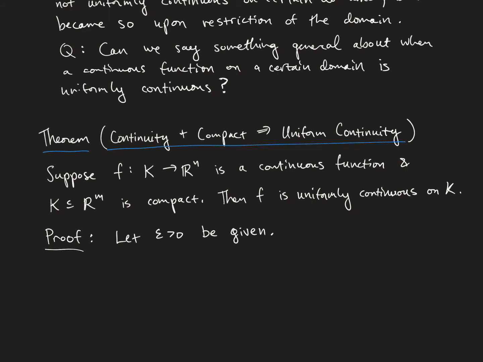And what do we have here? So all we have is continuity and compactness. So we have an epsilon greater than 0 given, and okay, so we have continuity. Well, that means, given epsilon greater than 0, then for any point in K, there's going to be some delta, which possibly depends on that point, such that the delta neighborhood around that point is mapped within epsilon of the value of the function.